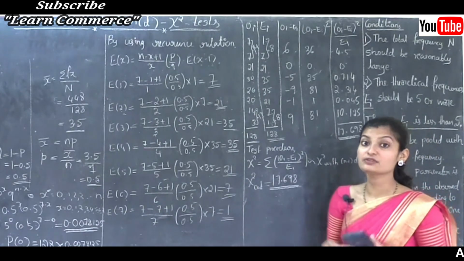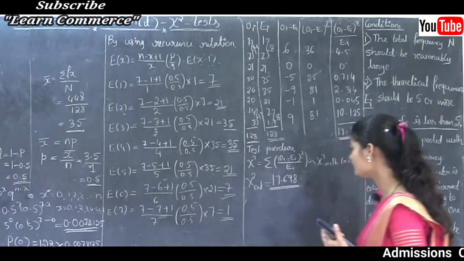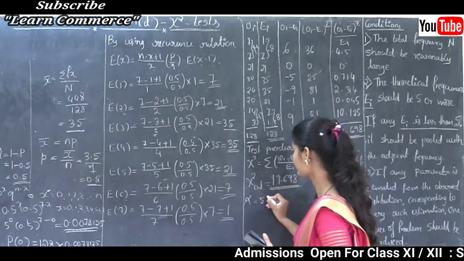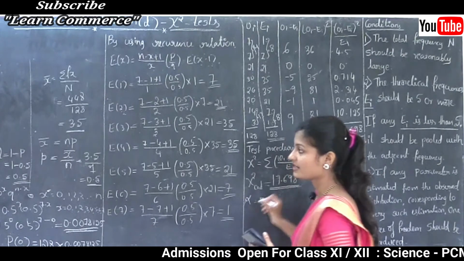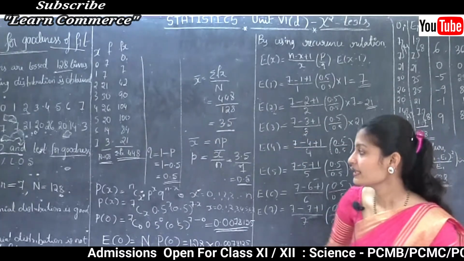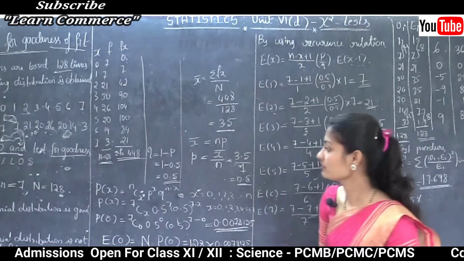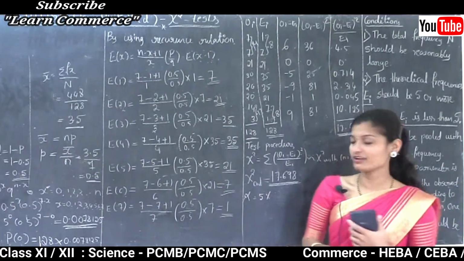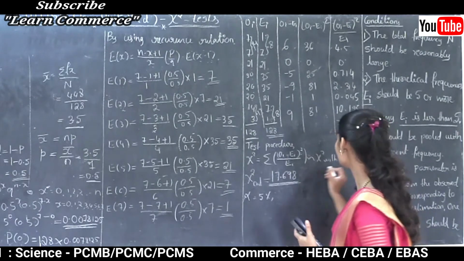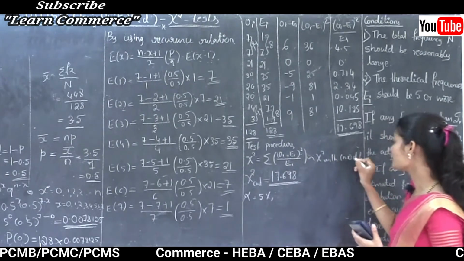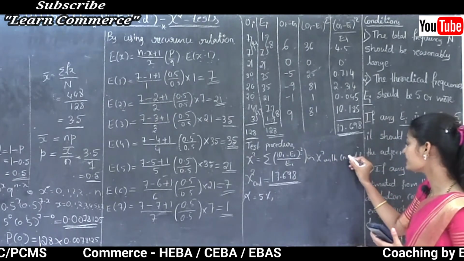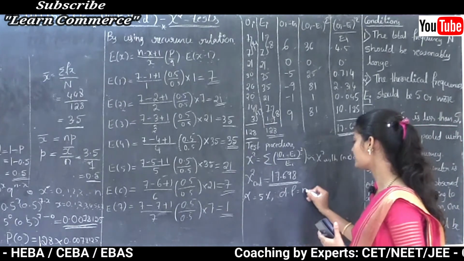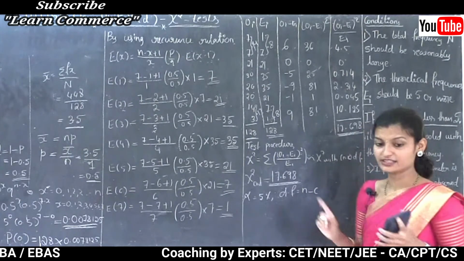Next, after that we need to find the critical value. How to find the critical value? Here alpha is 5%, that is given in the question. Alpha is the level of significance. And how to find the degrees of freedom? Degrees of freedom is chi-square with n minus c degrees of freedom, where c we consider as 1.